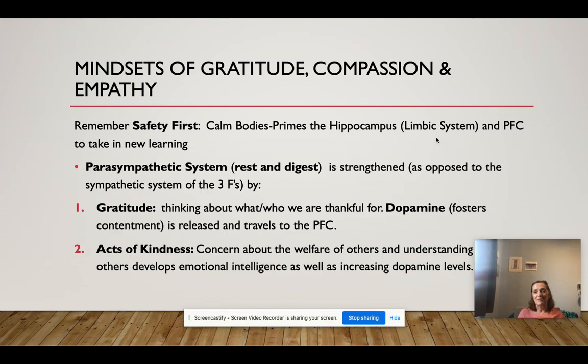So, acts of kindness creates empathy. Understanding feelings of others creates empathy. These are really, really key in your work with kids. You have such power to help them learn about gratitude, compassion, and empathy. And then you're setting the stage for getting them primed to feel safe and learn. Isn't that a great power that you have?